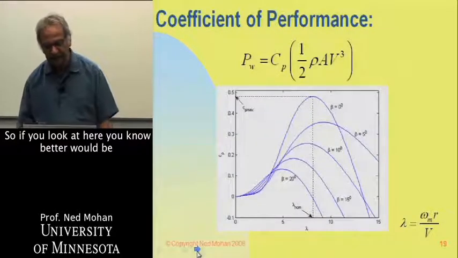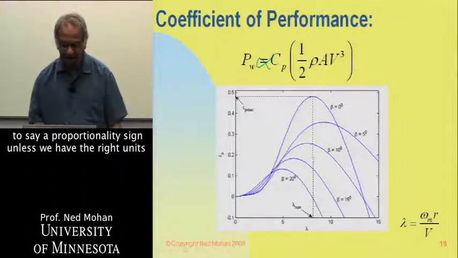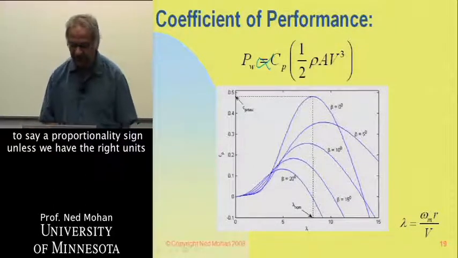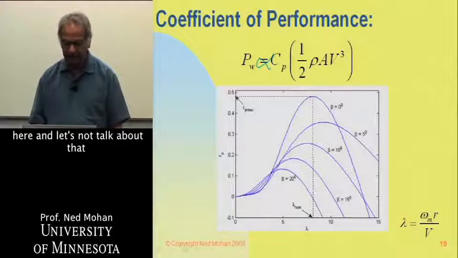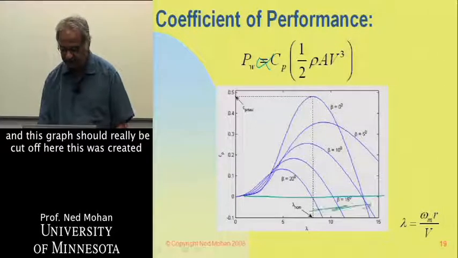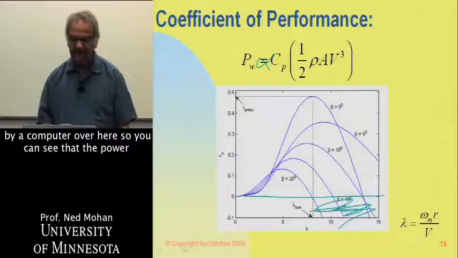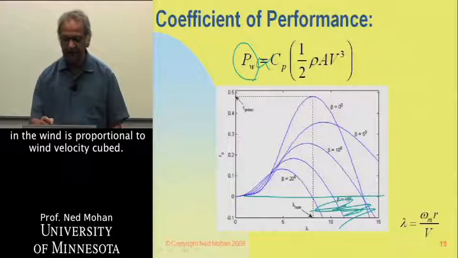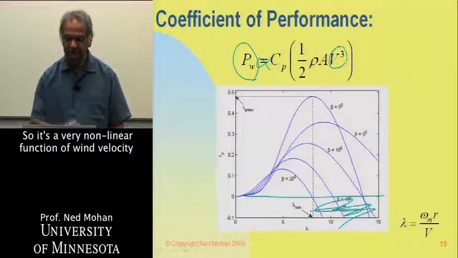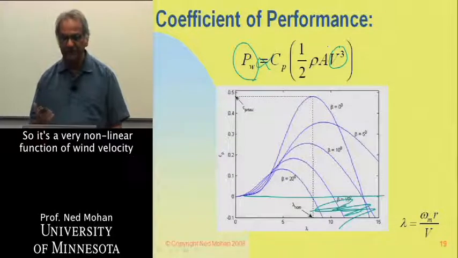So if you look at here, better would be to say a proportionality sign, unless we have the right units here. And let's not talk about that. And this graph should be really cut off here. This was created by a computer over here. So you can see that the power in the wind is proportional to wind velocity cube. So it's a very nonlinear function of wind velocity.